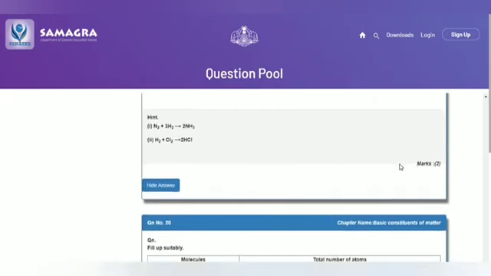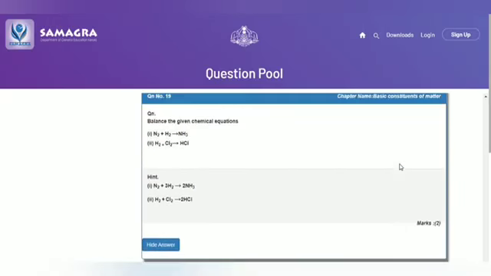Balance the given chemical equation. N2 plus H2 gives NH3. When we are balancing, both sides should be equal. See here, N2 plus 3H2. N2 has 2 atoms of nitrogen, so 2N, and hydrogen 6. So the balanced equation is N2 plus 3H2 gives 2NH3.